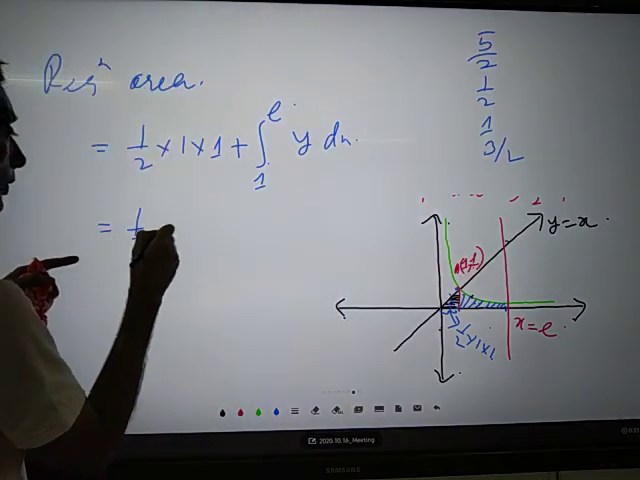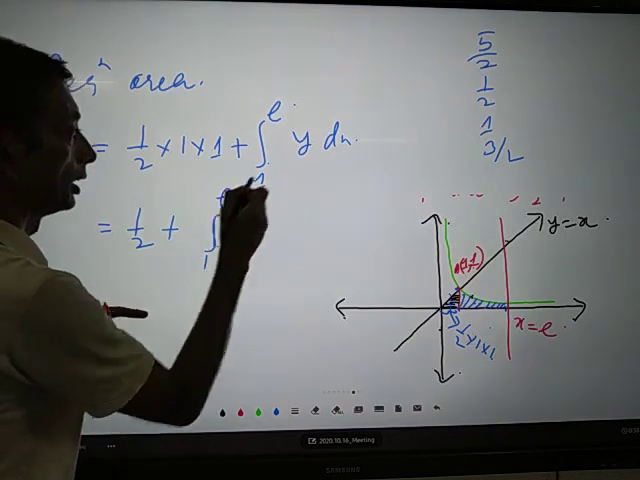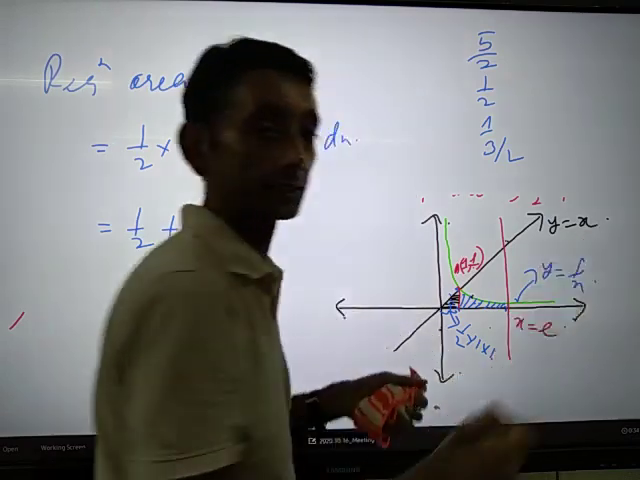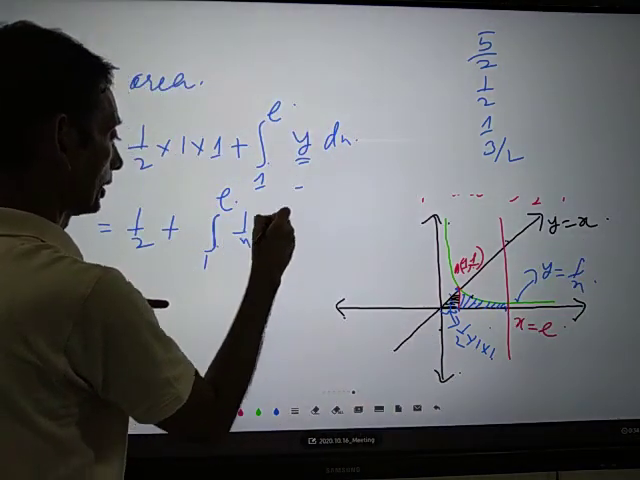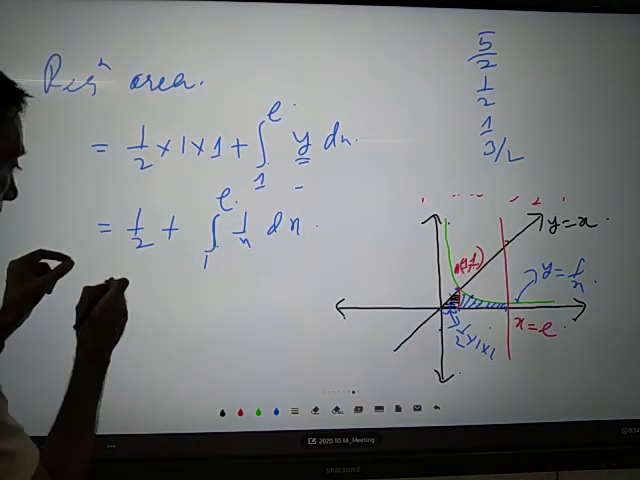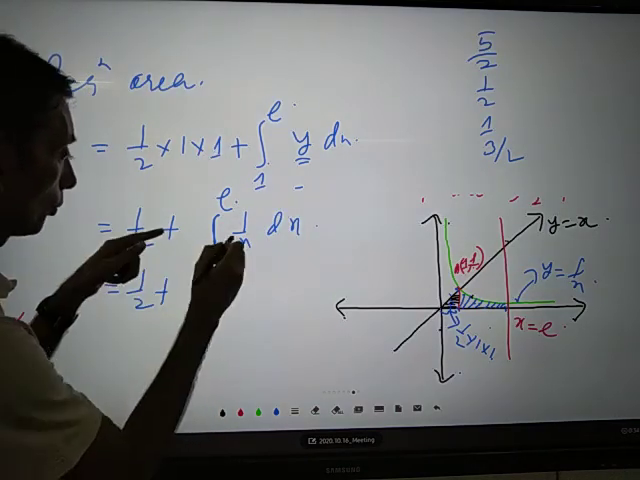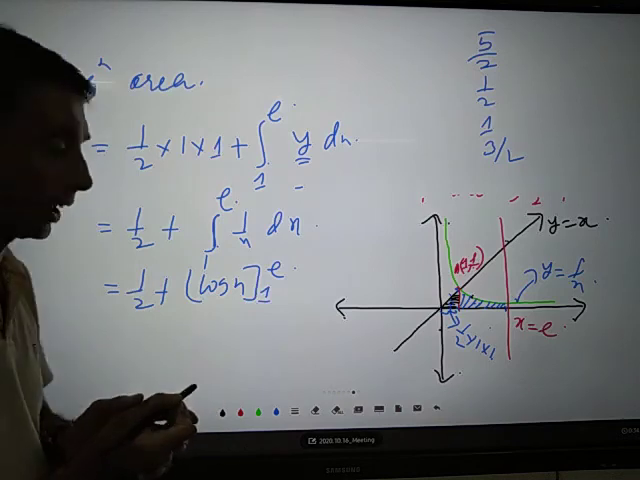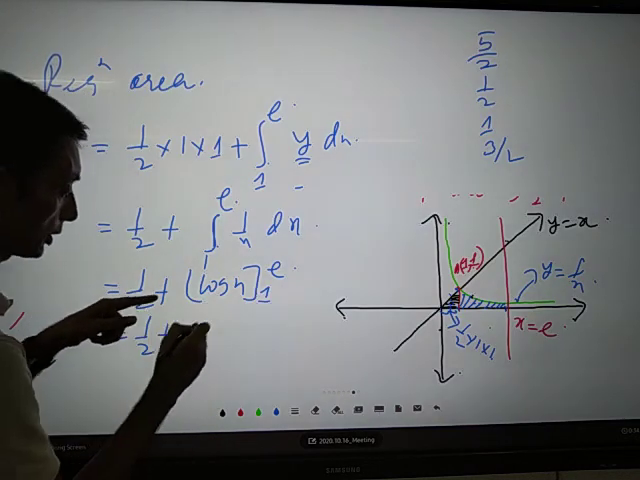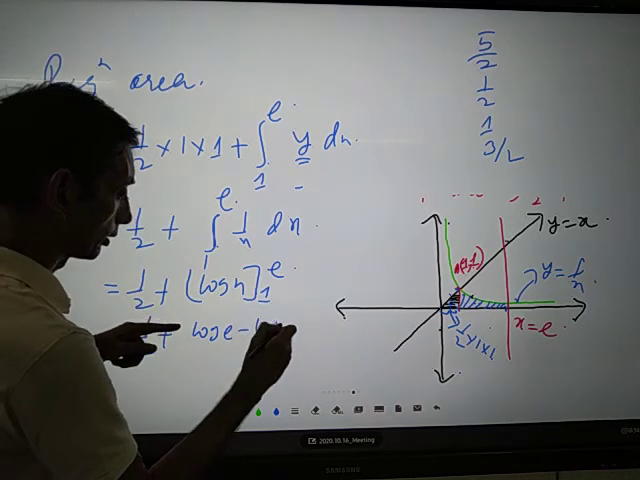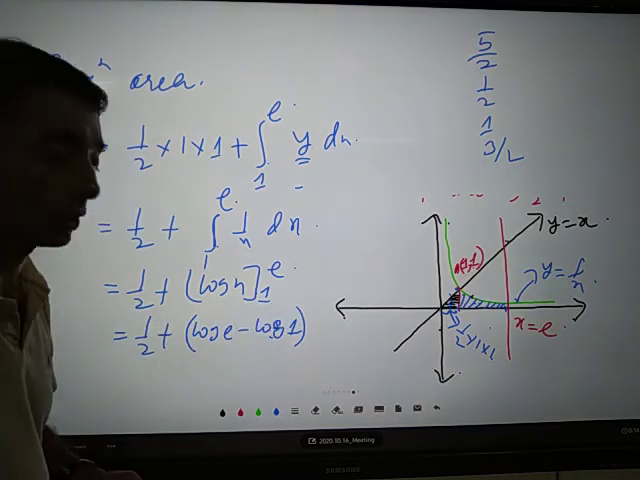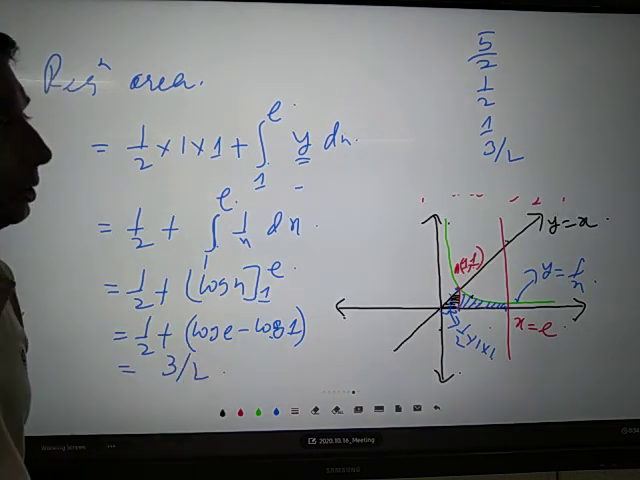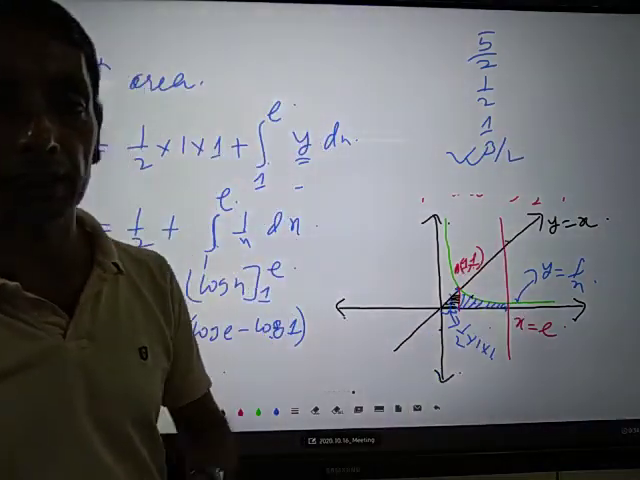So it's equal to half plus the integral from 1 to e of y dx. This y is on this curve, so what is the equation of this? y is equal to 1 by x. We are going to replace y with 1 by x, dx. This is half plus the integral of 1 by x, that is log x, from 1 to e. Now this is half, and if you substitute, log e minus log 1. Log 1 is 0. Log e to the base e is equal to 1. So 1 plus half gives us 3 by 2. So the 3 by 2 option is correct.